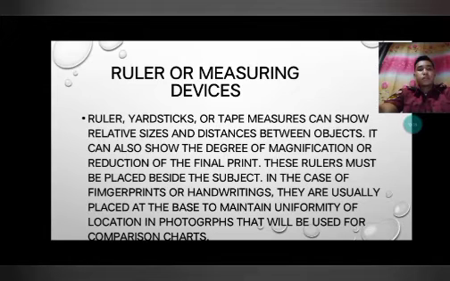Ruler or measuring device. Rulers, yardsticks or tape measures can show relative size and distance between objects. It can also show the degree of magnification or reduction of the final print. These rulers must be placed beside the subject. In the case of fingerprints or handwriting, they are usually placed at the base to maintain uniformity of location in photographs that will be used for comparison charts.